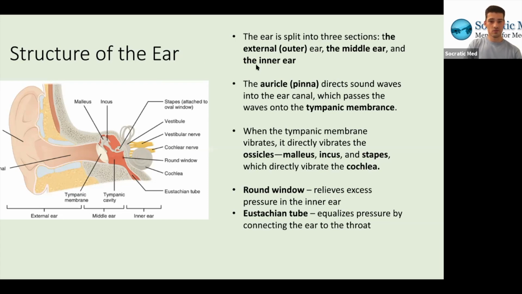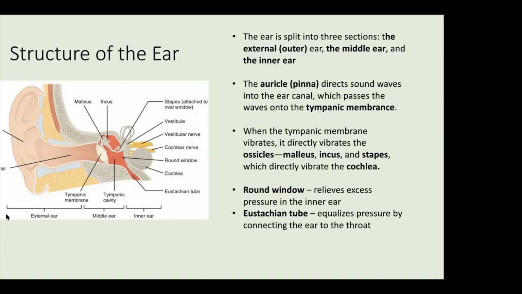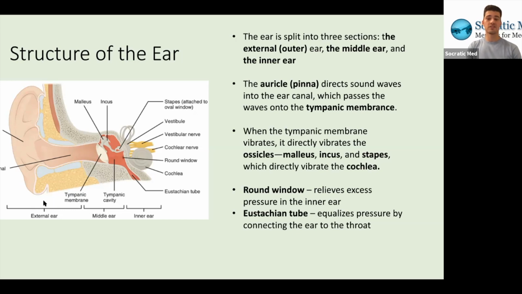Okay, so the ear is split into 3 sections. So the external ear, also known as the outer ear, which is right over here to the left, contains the auricle, which is also known as the pinna, and it directs sound waves into the ear canal. So it's kind of like a satellite dish. It takes the vibrations in the air, the sound waves, and it sort of funnels them into the ear canal. And the ear canal passes it onto the tympanic membrane.